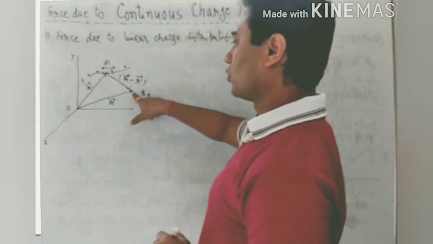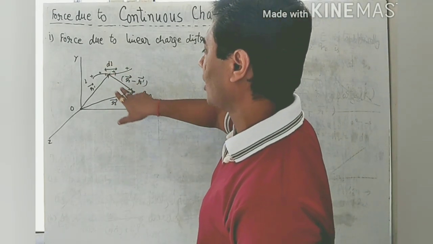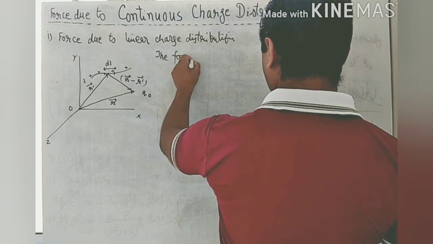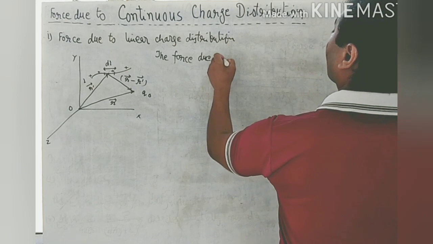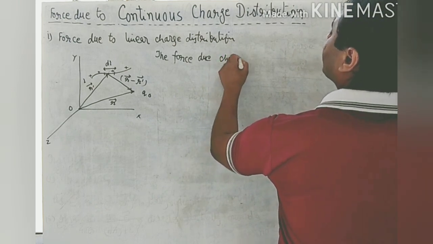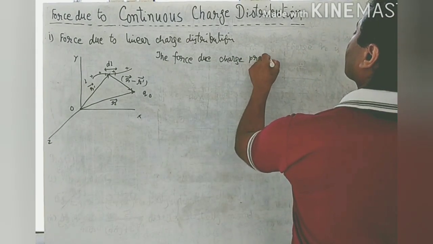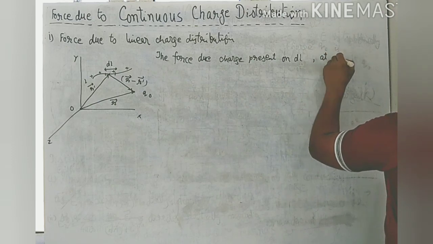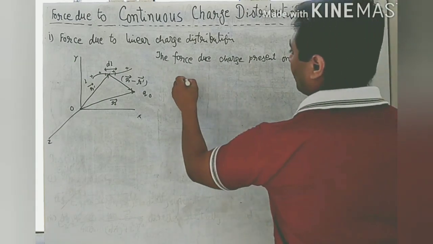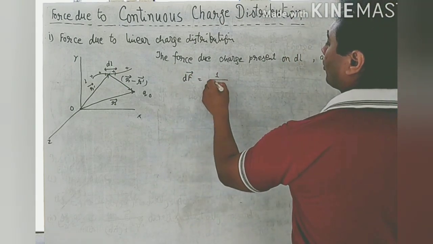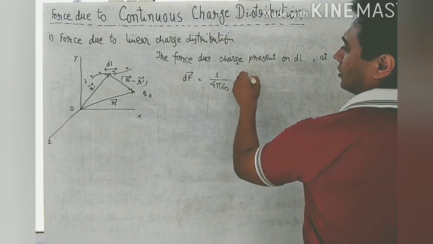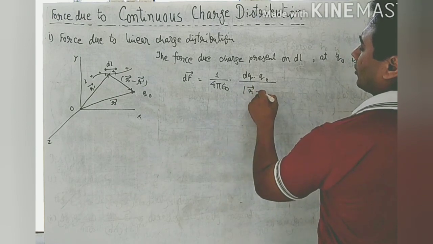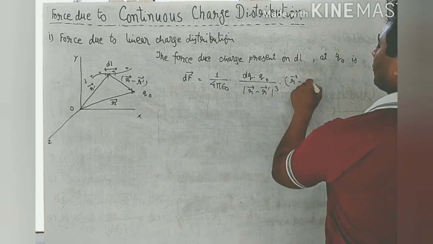Okay, now we can write the force due to the charge on length dl at q naught. So we write now the force due to charge present on dl at q naught is, we write it as vector dF, which is equal to 1 upon 4 pi epsilon naught, source charge, that's dq, into test charge q naught upon, since this is in vector form, so we write now mod of vector r minus vector r prime cubed, into vector r minus vector r prime.